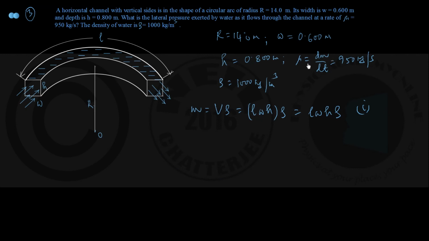Next, they have given the mass flow rate, that is mu. Let me now understand this mu and see if I can relate it to the speed of water as it enters and exits here.